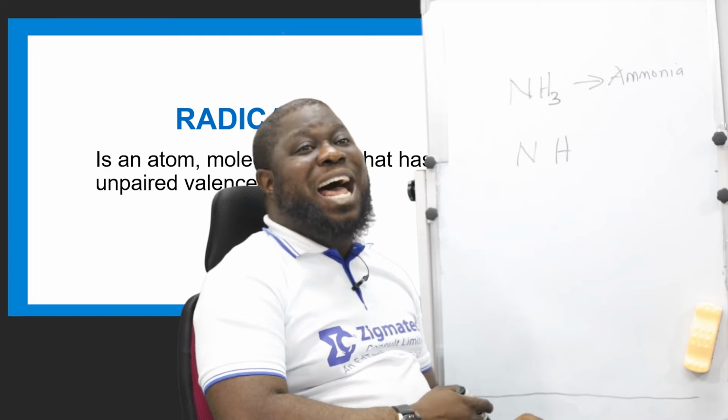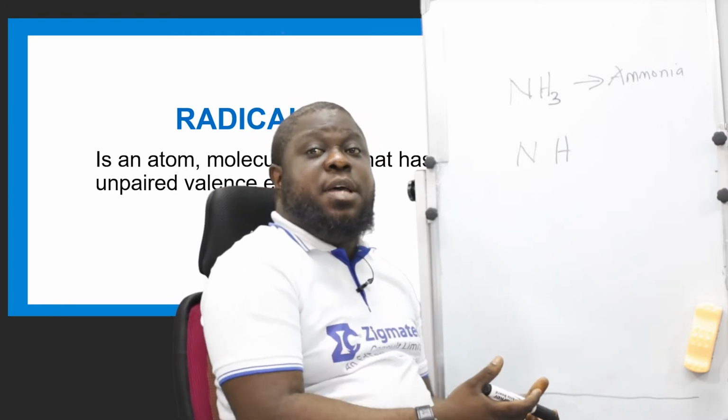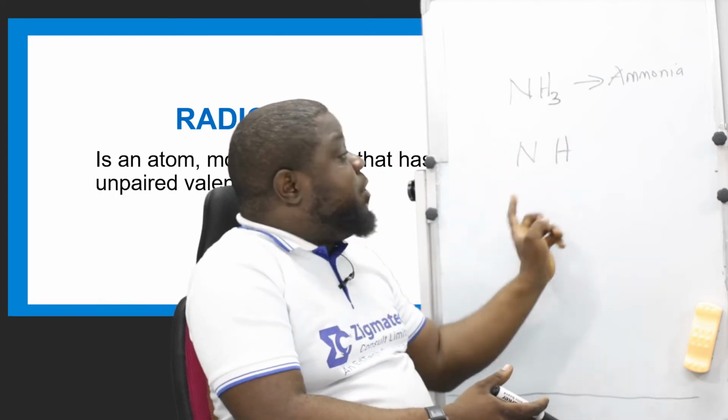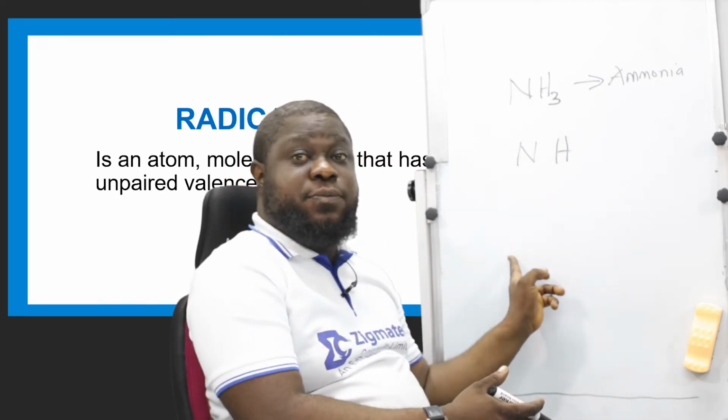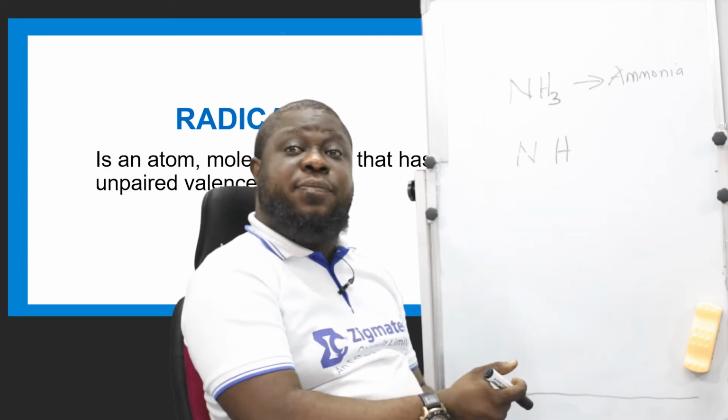And non-metals are negative in nature. They have valence electrons. They don't give out, they only receive. These radicals don't give out, they only receive.